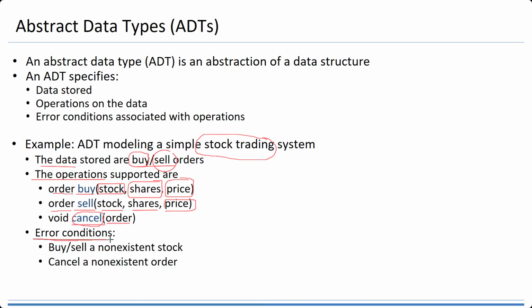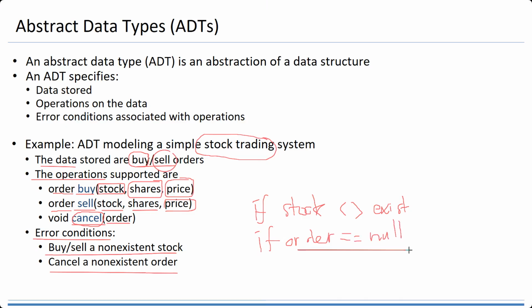And you can specify the error condition. For example, if you want to buy or sell a non-existent stock, if the stock does not exist, then what will you do? Or the error condition means cancel a non-existent order. If, let's say, the order equals null, so it means the order is not available. Then what can you do? So whenever you do with the ADT, you will specify those conditions, those operations, and the data. So we'll take a look at the details later.